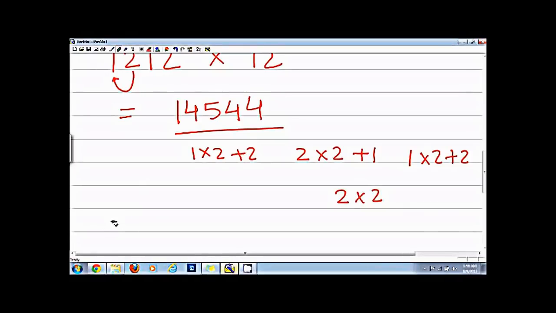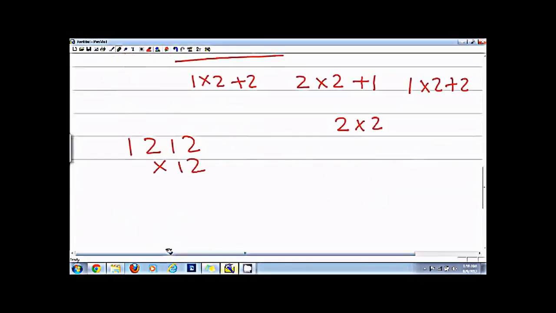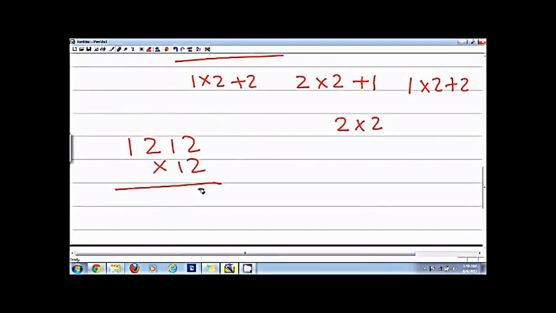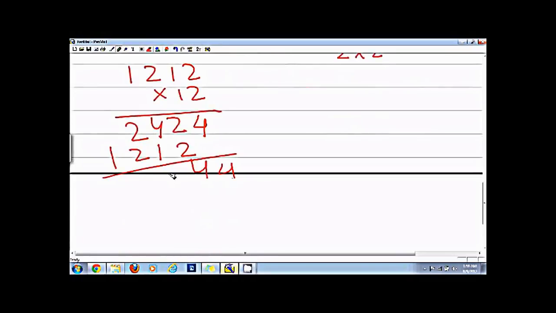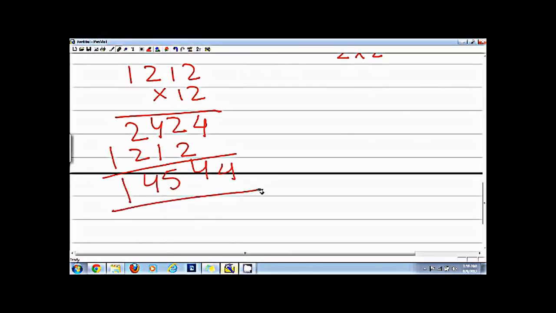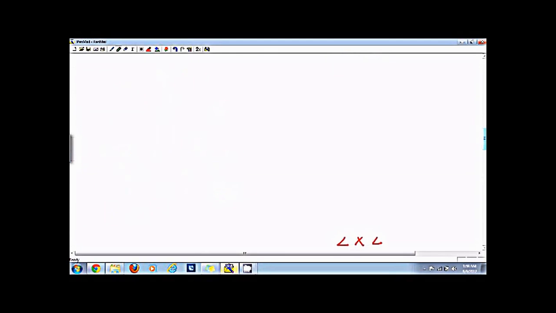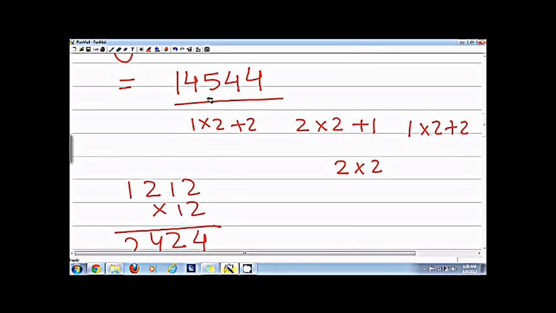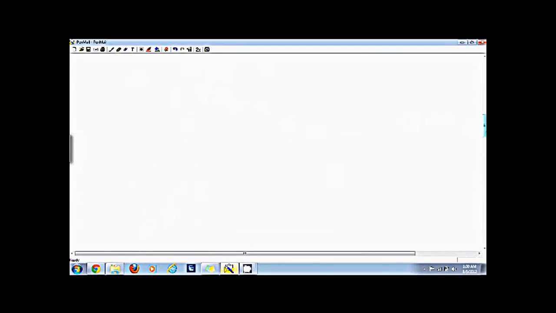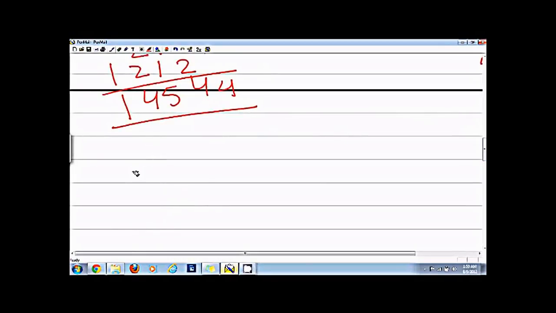I'll say 1212 into 12, and that will be equal to 4242, and then 2121. So the addition is 14544, and that is what I think I got my answer to. So 14544. So that is the answer. So that trick works, and this way you can multiply the number quickly by 12.